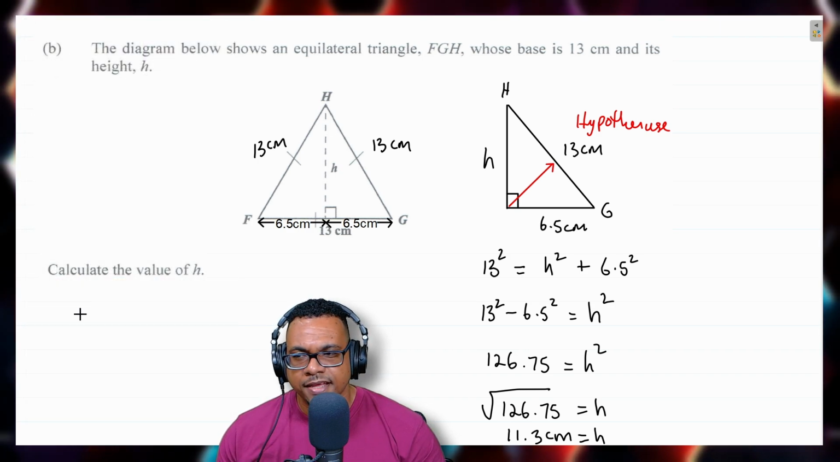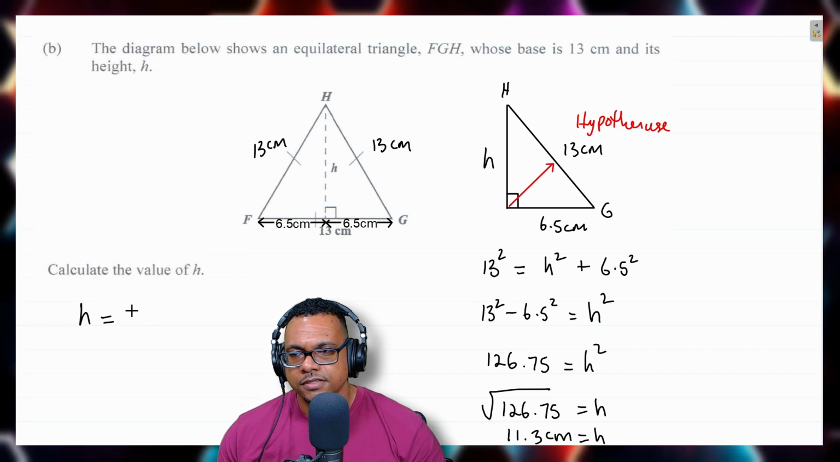So here I'm just going to state my answer. H is equal to 11.3 centimeters.